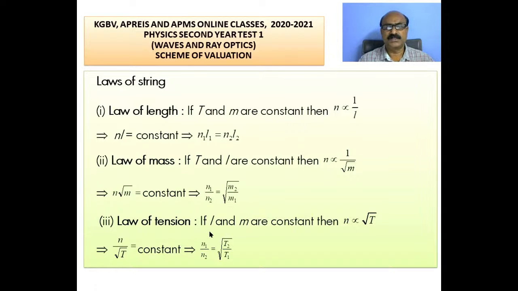And the law of tension, the third law. If L and m are constant, then N is proportional to root T. So the fundamental frequency is directly proportional to the square root of its tension if L and m are constant. So N by root T is always constant. Therefore, N1 by N2 is equal to under root T1 over T2. This is the third law. So this is all regarding the theory part.